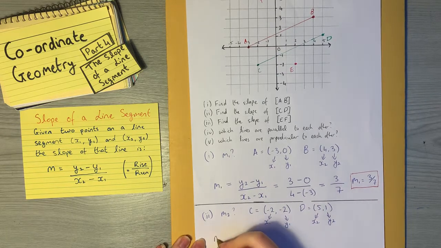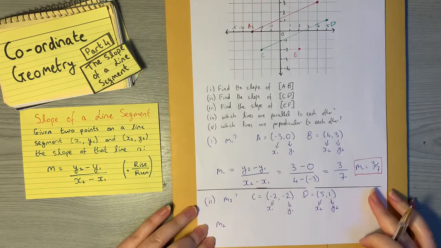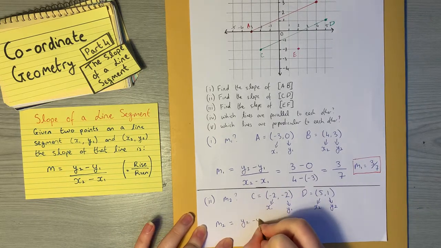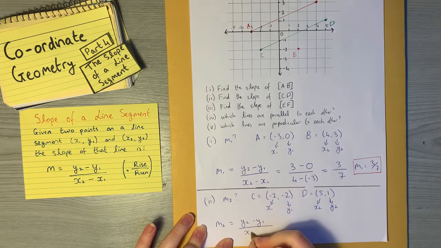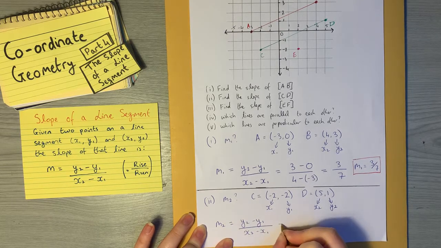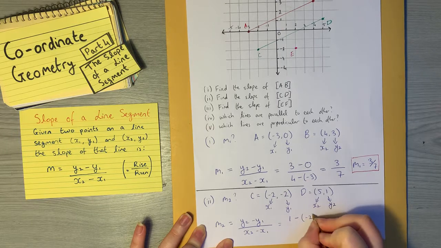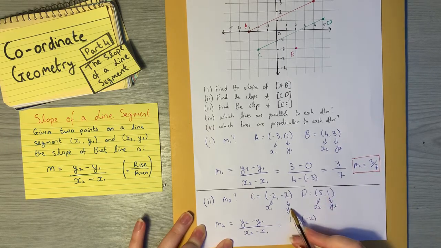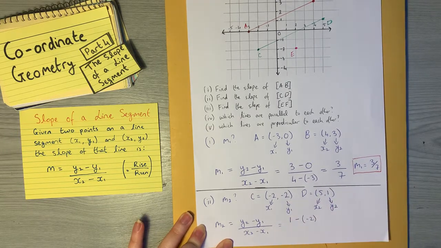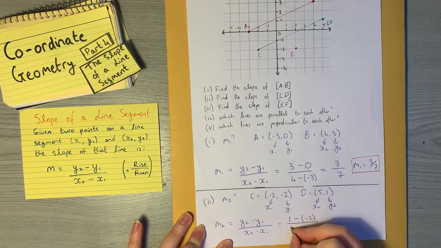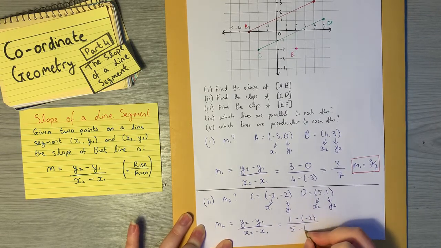And then I'm going to use my formula. So m2 is equal to y2 minus y1 all over x2 minus x1. So that's equal to 1 minus 2, because my y2 is 1 and my y1 is minus 2, all over x2 minus x1. So that's 5. And again, I've got minus 2.